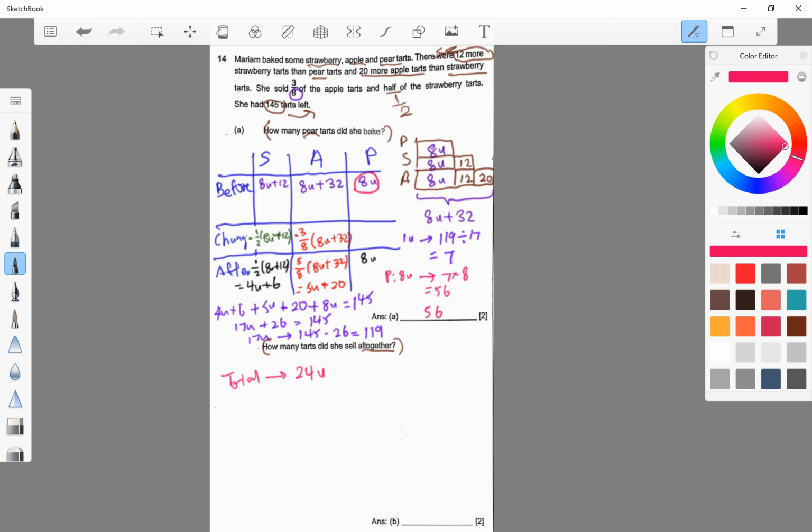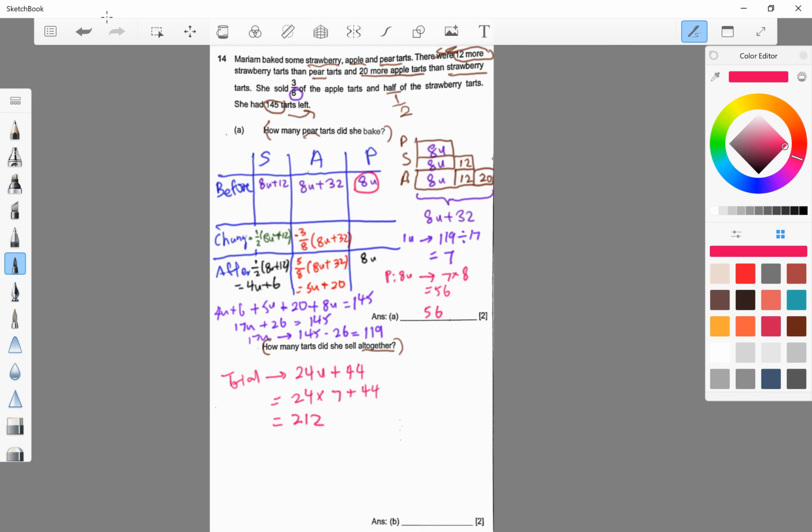24 units plus 44. If I were to add up everything in my before row, I'll be able to get 8 times 3, 24, 24 units plus 44. 44 came from 12 plus 32. And this actually will be 24 multiplied by 7 plus 44. So 24 times 7 plus 44 gets me to 212, 212.